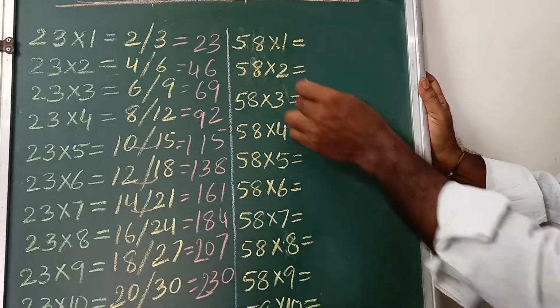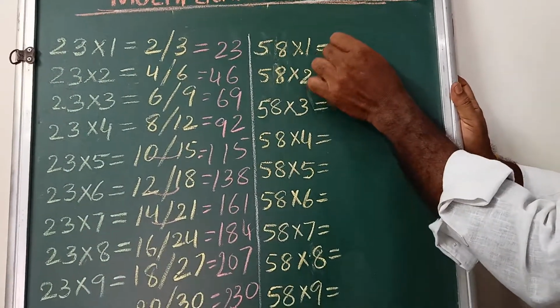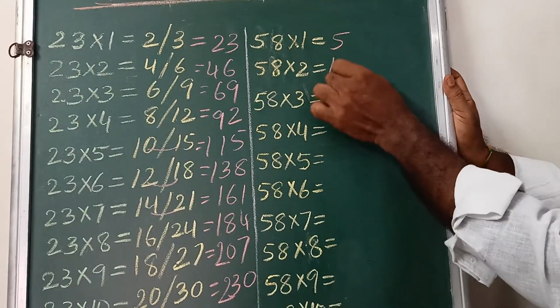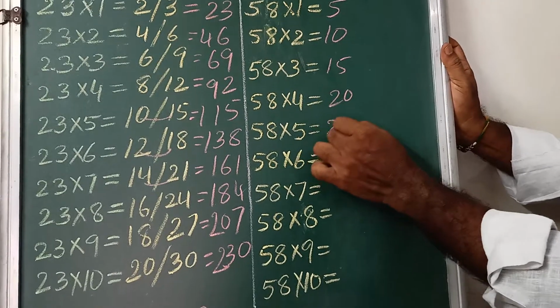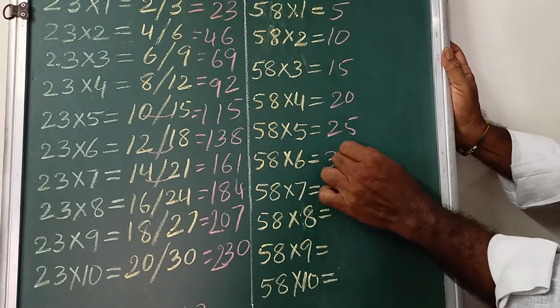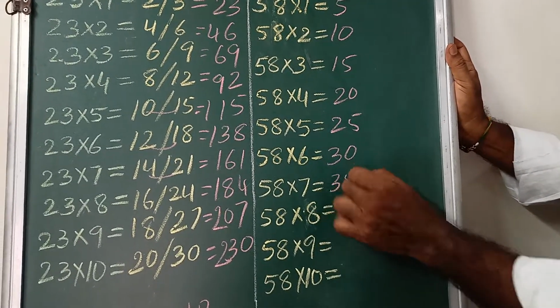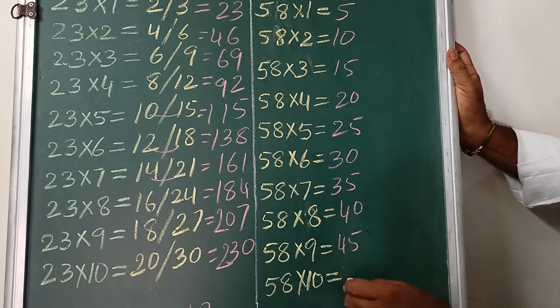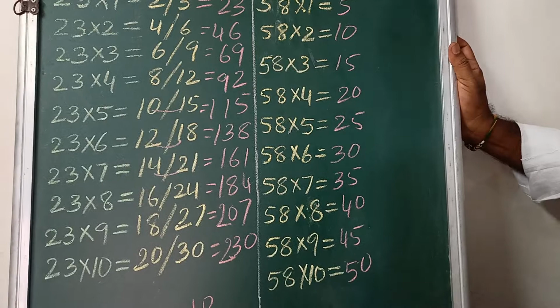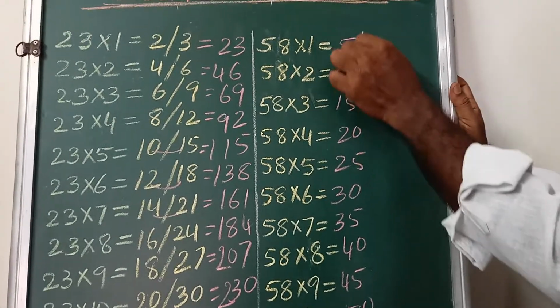58 table: first write the 5 table: 5, 10, 15, 20, 25, 30, 35, 40, 45, and slash.